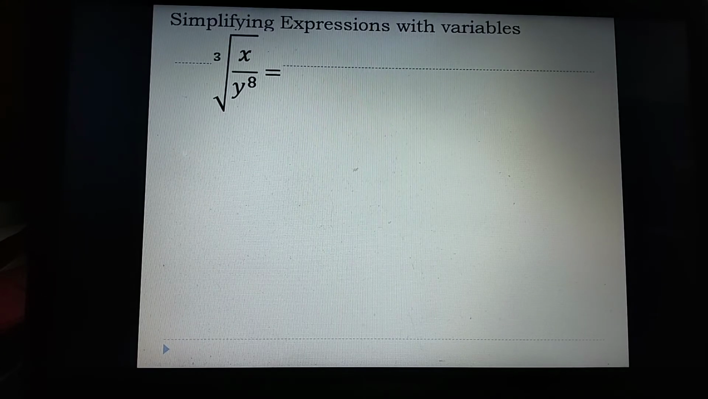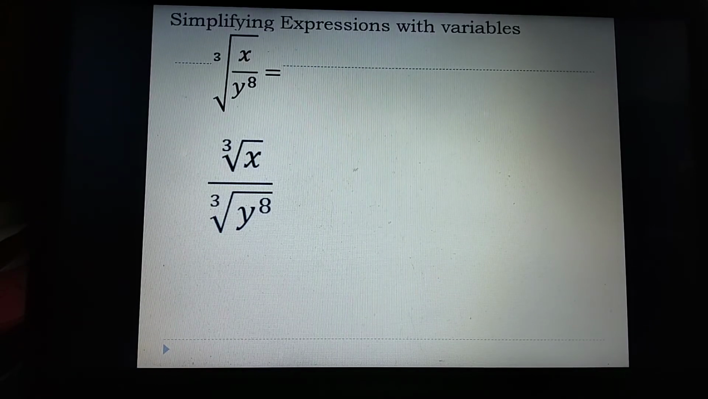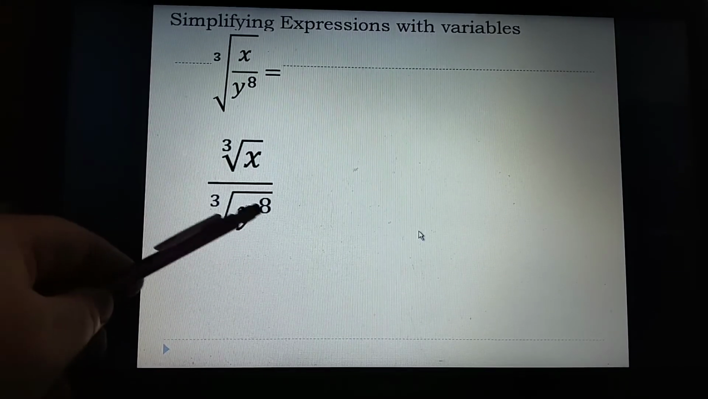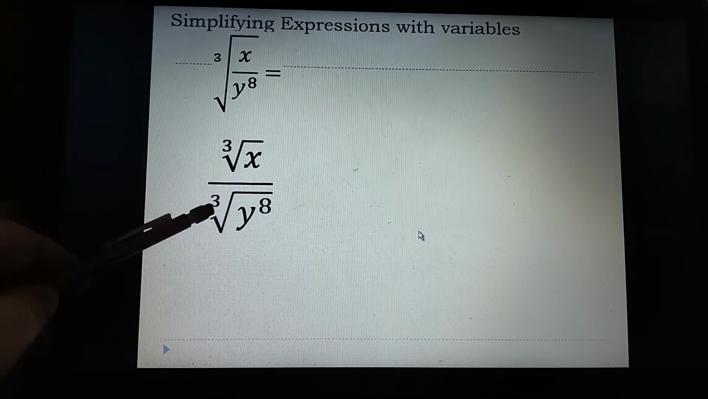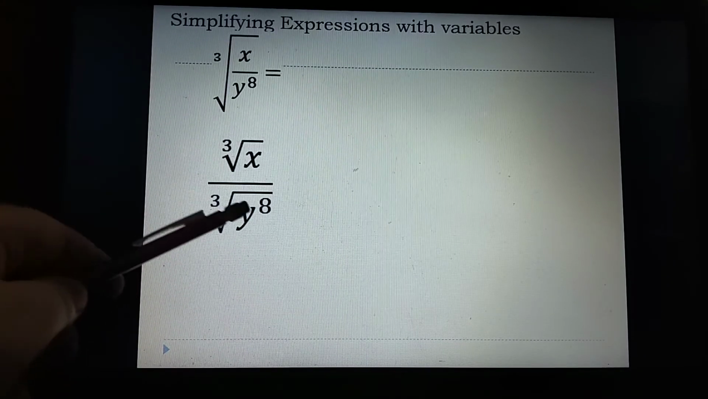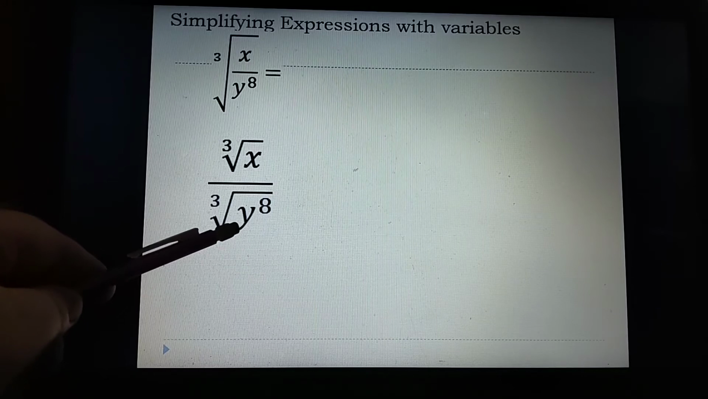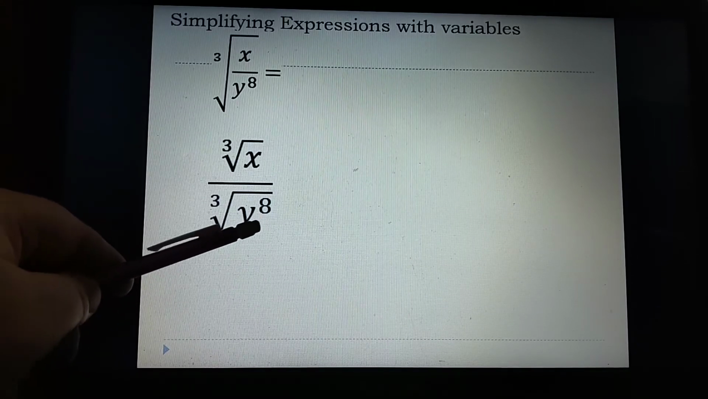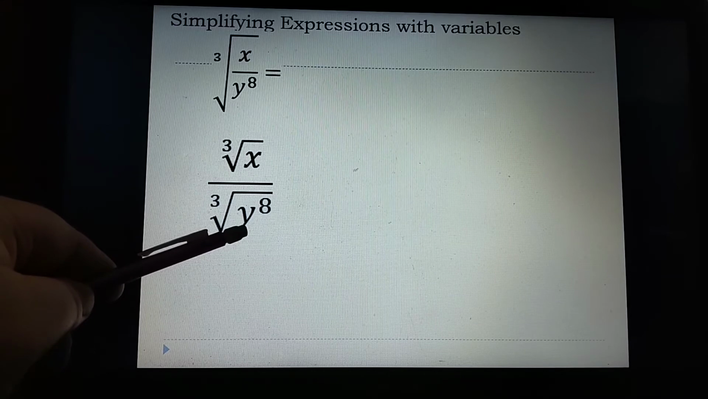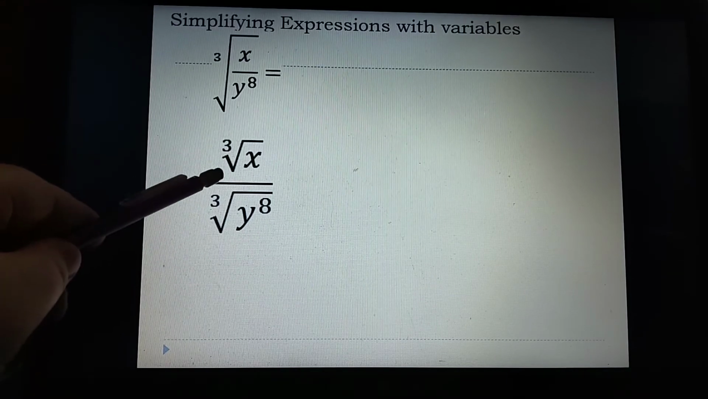Okay. Now this one doesn't have any numbers. It just has variables. So what we want to do is, you can't do x divided by y because they're 2 different letters, right? So we're going to start by splitting it up. And this has more to do with rationalizing the denominator, like what we did before. So we need the power on y to be a multiple of 3. So the next number up from 8 that can be divided by 3 is 9. To turn the y to the 8th into y to the 9th, I have to multiply it by a y. And what you multiply on the bottom, you have to multiply on the top.